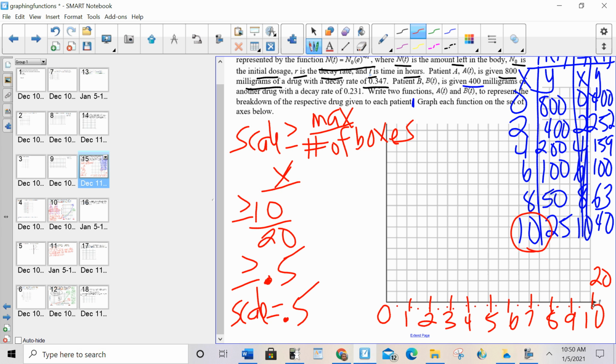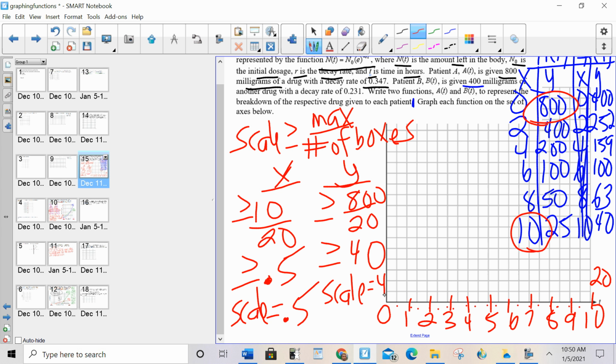My y's now. My maximum y value is 800. The number of y boxes, I believe, is 20 as well. It is. I'm not going to physically count it for you because it's a little messy right now, but it is 20. You can count on your own paper. 800 divided by 20 is 40. Is 40 a nice number to work with? Yes. So I'm just going to use that. If you wanted to use 50, that's totally fine. So my x's are going to be 0.5, my y's are going to be 40.